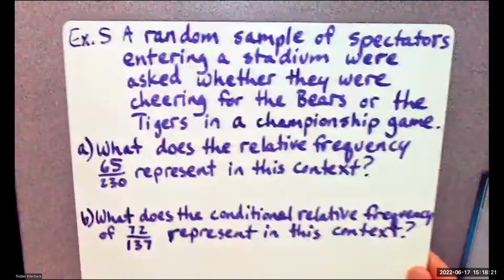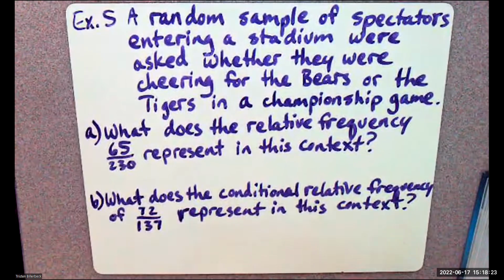So let's go to the last example here. We have a random sample of spectators entering a stadium who were asked whether they were cheering for the Bears or the Tigers in a championship game. What does the relative frequency of 65 over 230 represent in this context? And then, what does the conditional relative frequency of 72 over 137 represent in this context? So let's take a look at the screens.